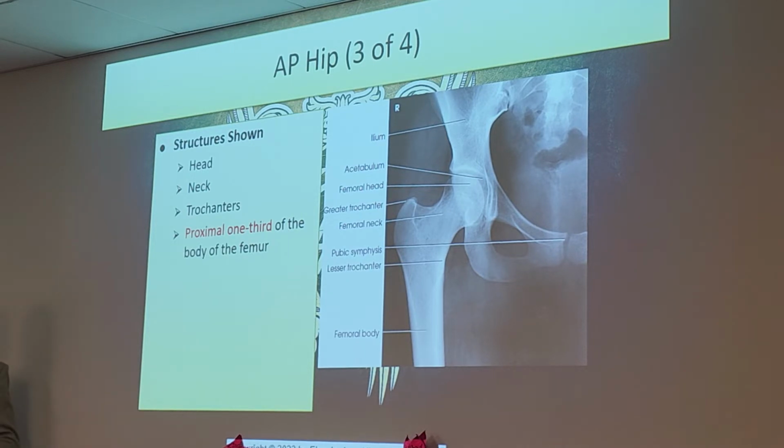Structure shown: head, neck, trochanters, and proximal 1/3 of the femur. I will add this to your notes because it is considered optimal when you do an AP hip. What we see in this picture right here is that we have included the pubic symphysis.